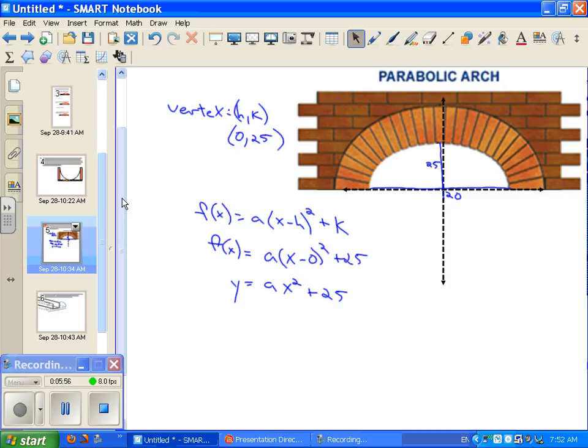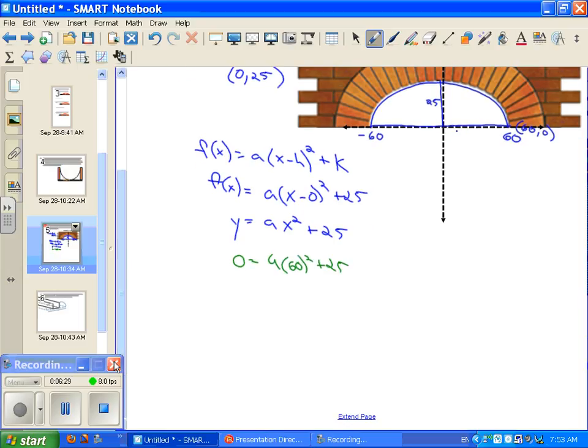Can I get one? Well, this whole span is 120. How far over is this? And then that means this one's going to have to be at negative 60. All right, so this point over here is 60, 0. And that's definitely on my parabola. So if I plug in that 60, 0 in here, I'll be able to get some sort of a.